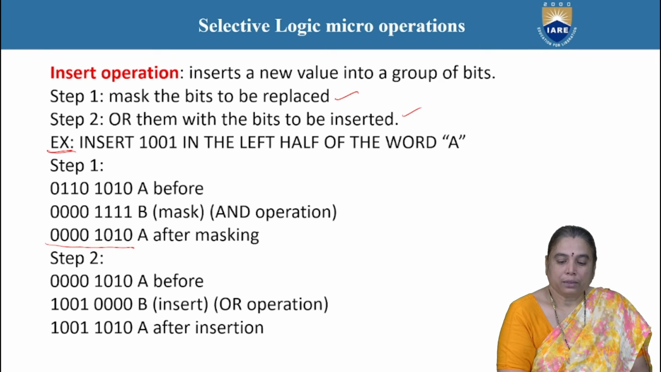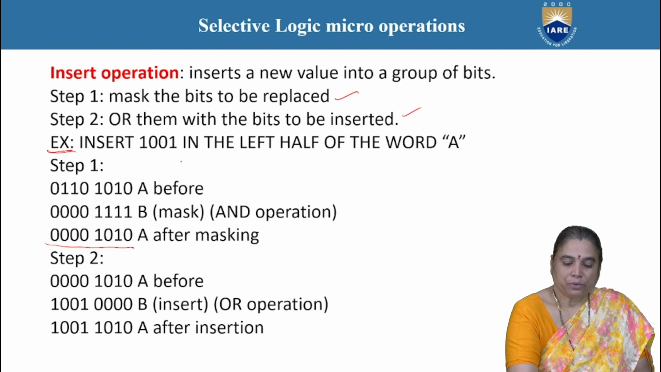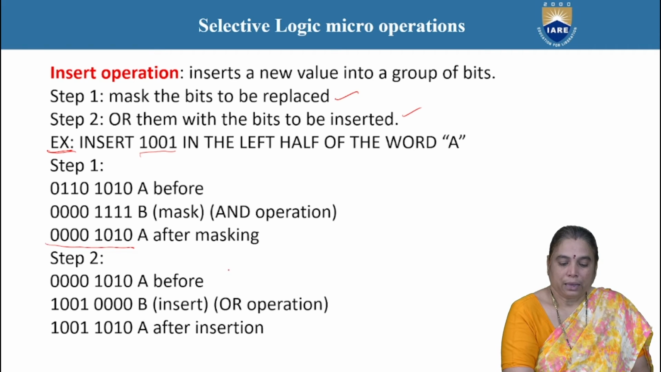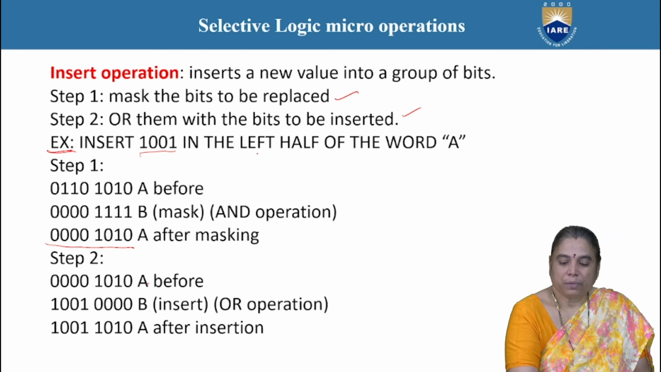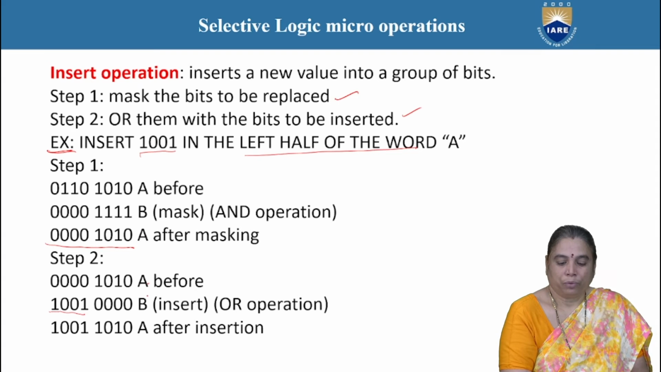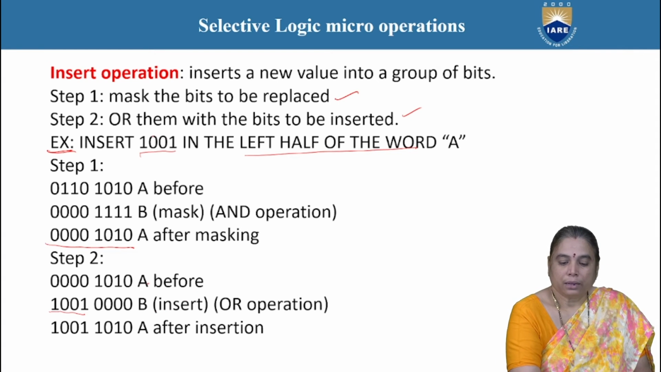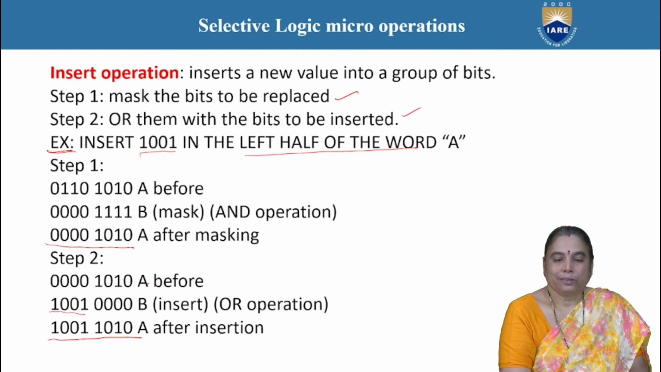In the second step, we OR them with the bits to be inserted. The bits to be inserted are 1001. Here A is the masked value and B is the inserted bits: the left half of the word is 1001 and the remaining bits are 0. We apply the OR operation between A and B. The insert operation result is 1001 1010. So this is the insert operation.